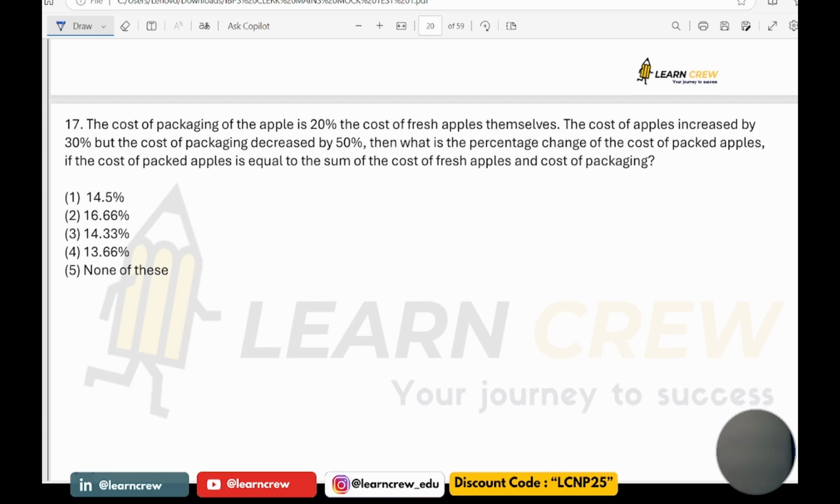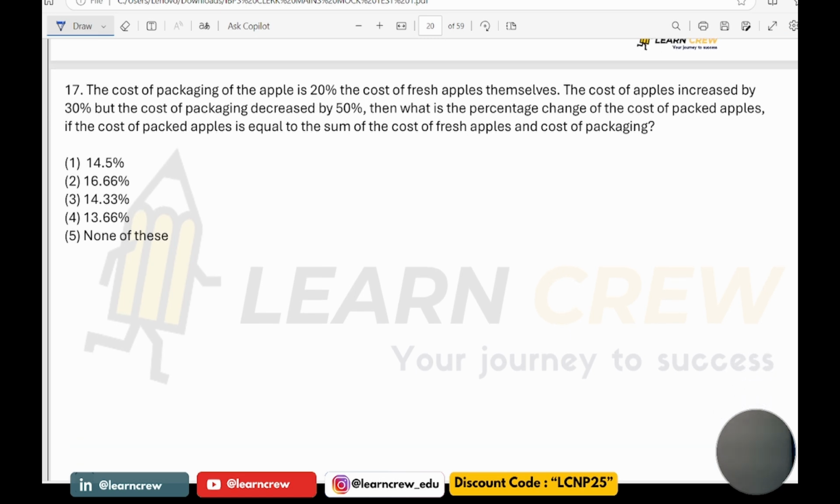The cost of packaging an apple is 20% of the cost of fresh apples themselves. The cost of apples increased by 30%, but the cost of packaging decreased by 50%. Then what is the percentage change in the cost of packed apples? The cost of packed apples is equal to the sum of the cost of fresh apples and the cost of packaging. The initial cost of fresh apples, let me take as 100, and the packaging cost is 20. So the initial cost would be 120.